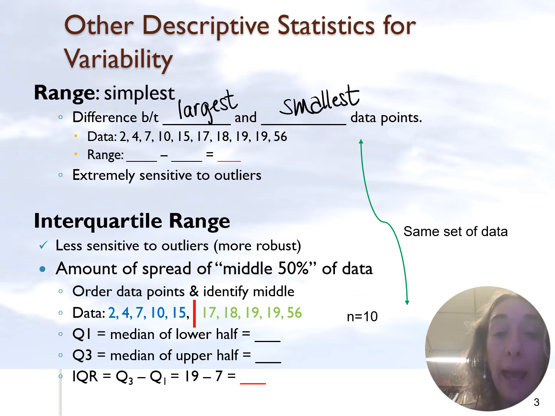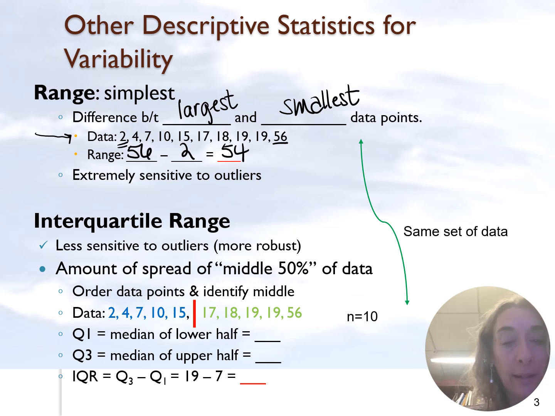Okay, so let's say we have a set of data such as this. It has 10 data points. If we wanted to determine the range for this, we would make sure our data points are ordered. Then we would take our largest value in our data set, subtract off our smallest value, in this case 2. Our range for this set of data would be 54. Now a large issue with the range is that it is extremely sensitive to outliers. So in pops the interquartile range, which is much less sensitive and more robust to outliers.